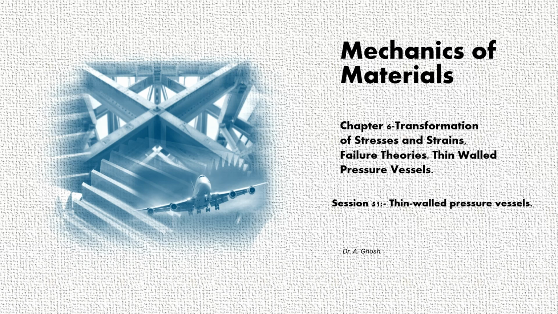We are in chapter 6, where we have been discussing transformation of stresses and strains, failure theories, and thin-walled pressure vessels. This is the 51st session overall. It is the last session in chapter 6. We'll be discussing thin-walled pressure vessels.